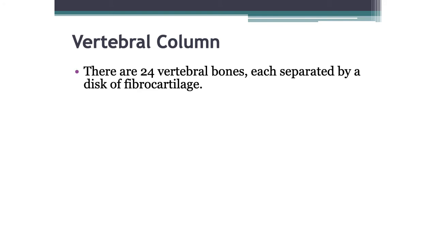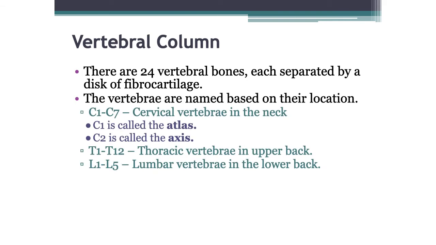Vertebral column, 24 vertebral bones, each separated by a disc of fibrocartilage. The vertebrae are named for their location, so C1 through C7 are in the neck. Okay, the cervical vertebrae make up the neck. Then the thoracic vertebrae form your upper back. So you can kind of feel where it switches from cervical to thoracic. If you run your hand down the back of your neck, that bone that sticks out is where it's going to start to become thoracic vertebrae. And those are T1 through 12.